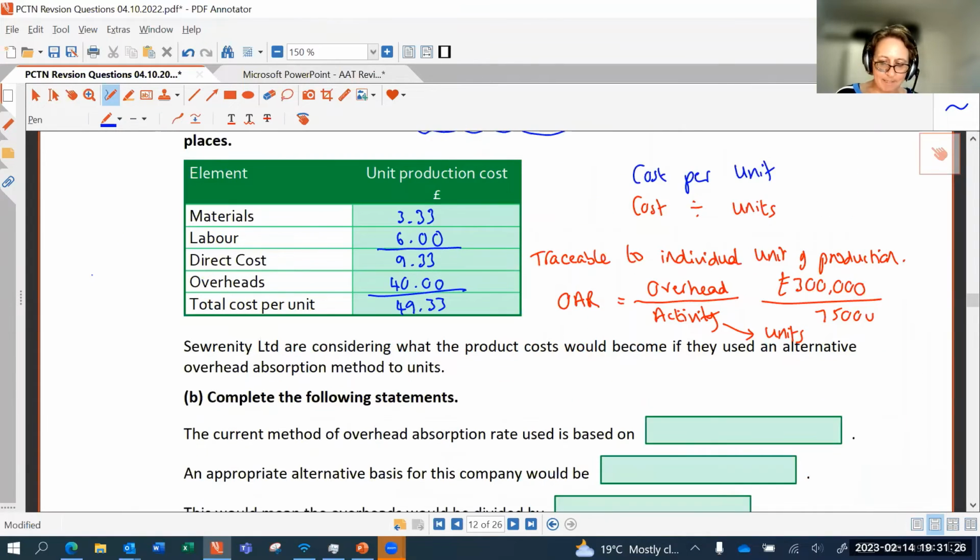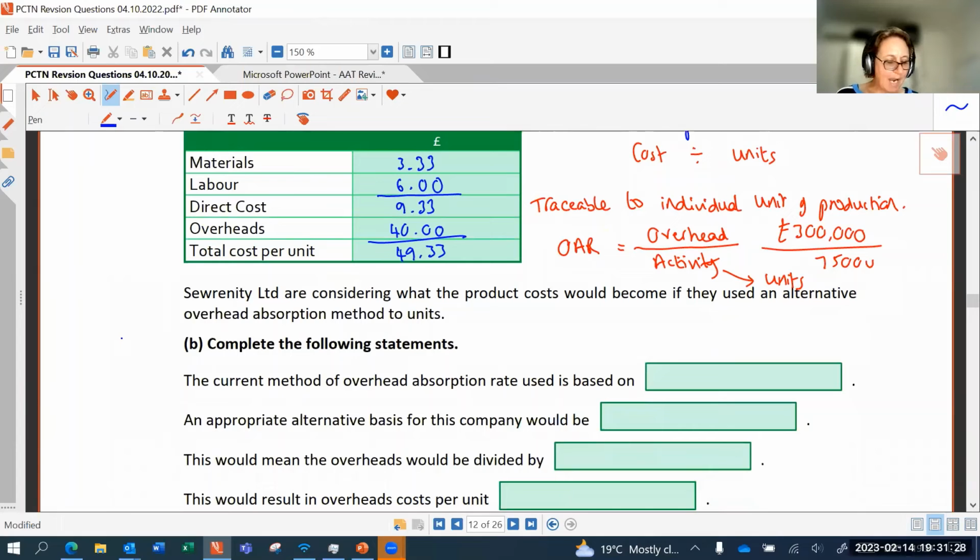That's part A complete. Now, I think part B of this question then steps up a little bit in difficulty, but once you've tried it once or twice, it will start to feel a bit more familiar. So, same company then, Serenity, are considering what the product costs would be if they used an alternative overhead absorption method to units. So they're saying, instead of putting units in there, I should choose a different activity. Okay, well, they're considering it. Let's read on.